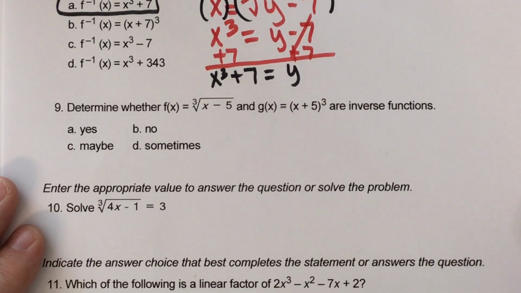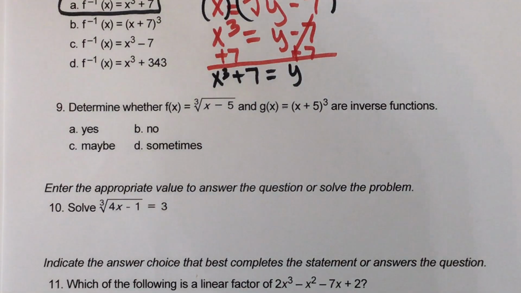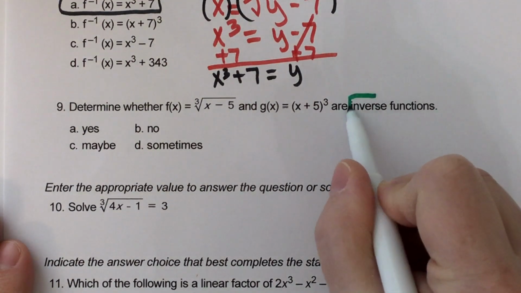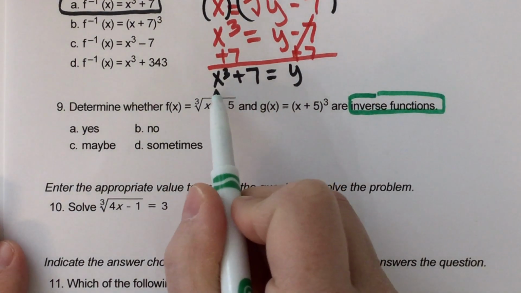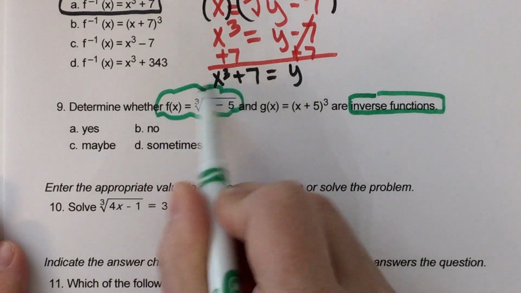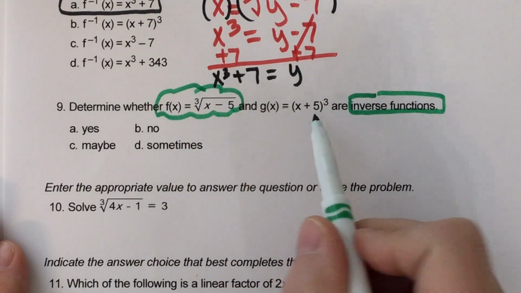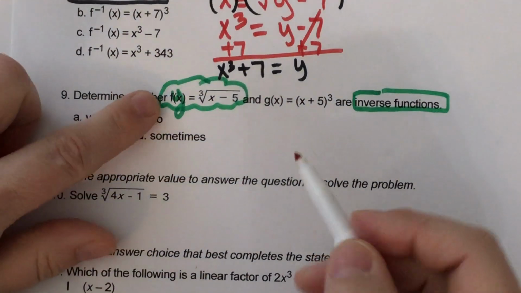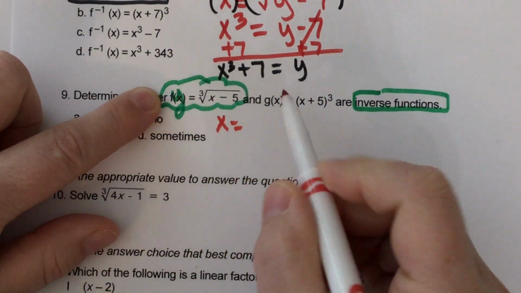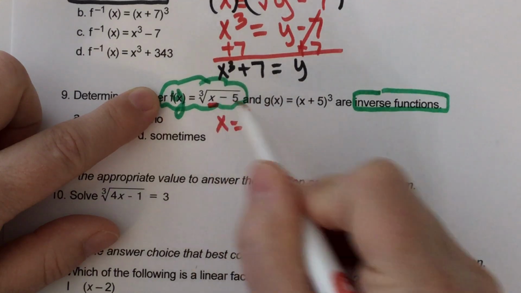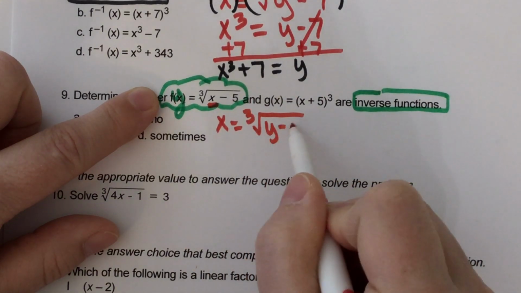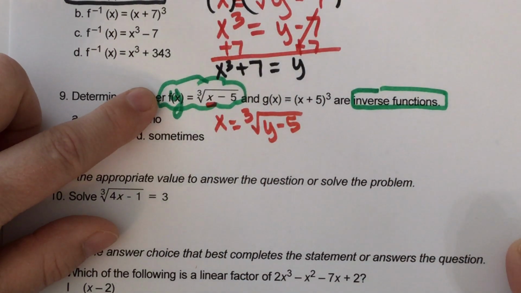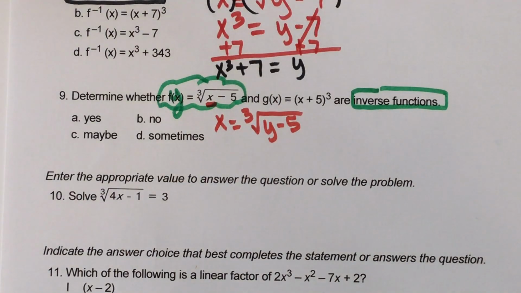Okay, the next one wants to know if these are inverses. And there's a couple different ways to do this. I'm just going to find the inverse of this guy and see if it's this. So this f of x is just a y, so this y is going to switch to an x, and this x is going to switch to a y. This problem is practically identical to the last one.